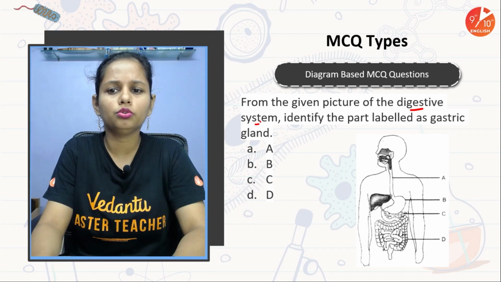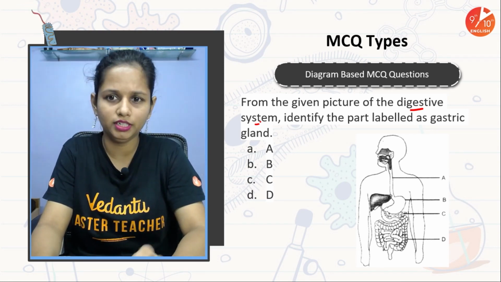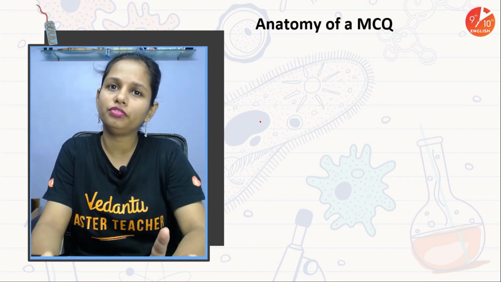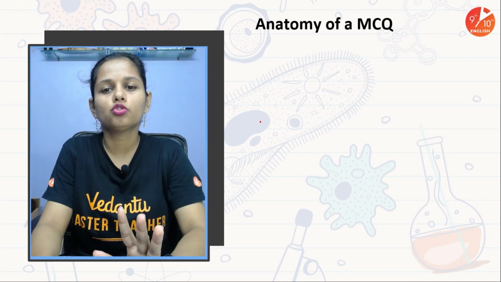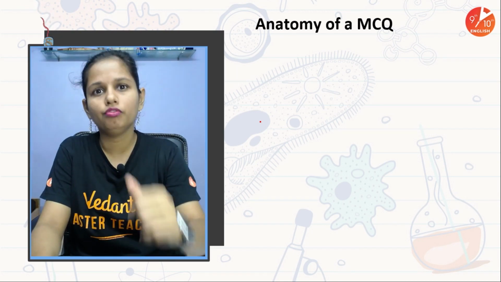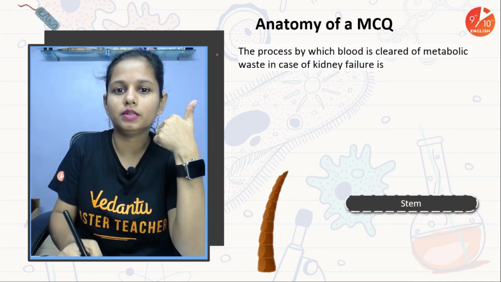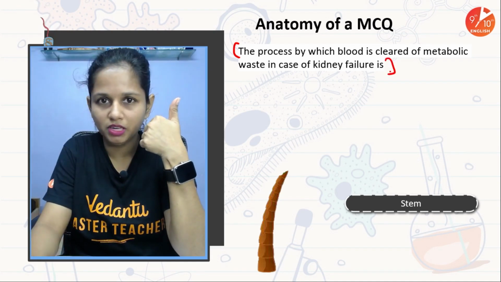Okay. So a labeled part as the gastric gland. So this is somewhat what the question is. Now, bacho, for this, let us understand the anatomy of an MCQ. Like any question, let's understand the anatomy. So, bacho, every MCQ will first have a stem or what we call the main question. Okay, so that's the main question.